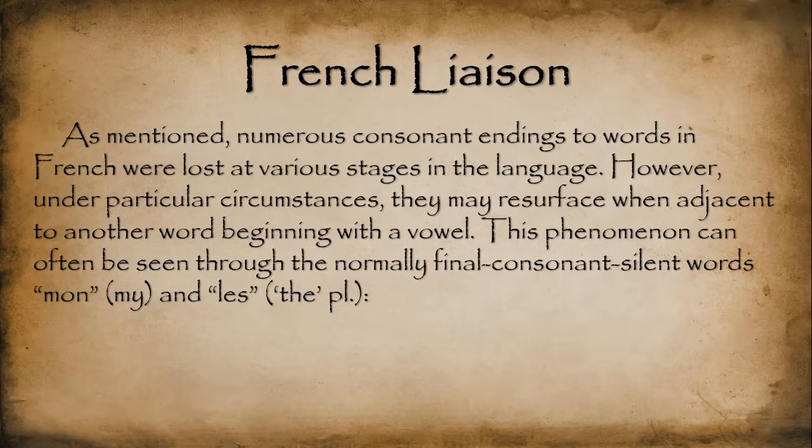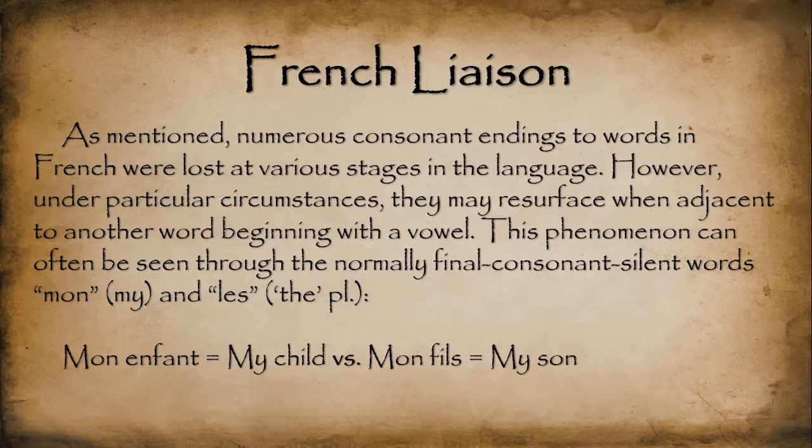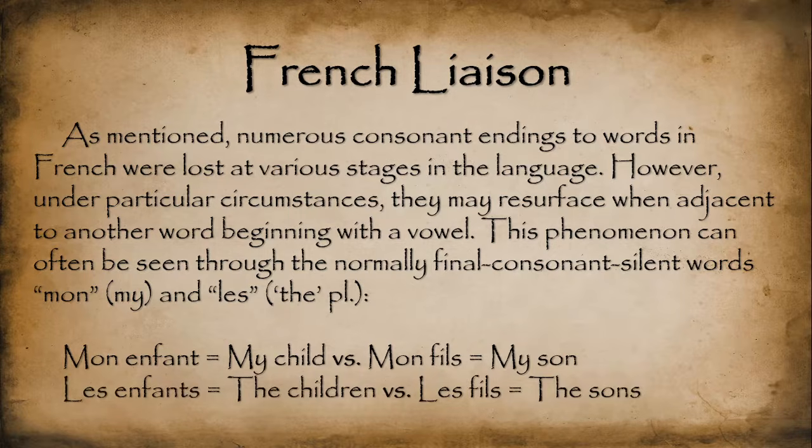As mentioned, numerous consonant endings to words in French were lost at various stages in the language. However, under particular circumstances, they may resurface when adjacent to another word beginning with a vowel. This phenomenon can often be seen through the normally final consonant silent words mon, meaning my, and les, meaning the plural. So we have mon enfant, my child, versus mon fils, my son, and les enfants, the children, versus les fils, the sons.